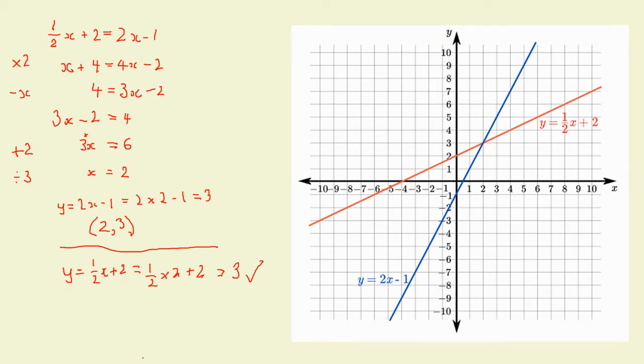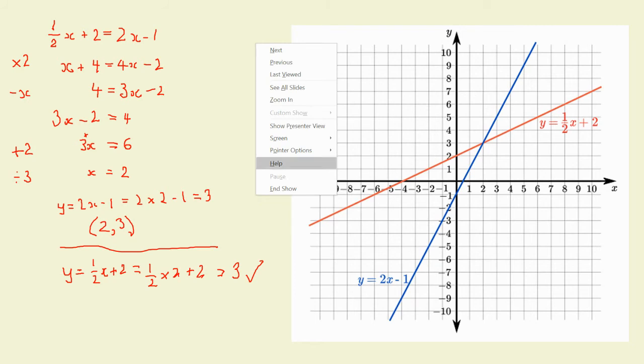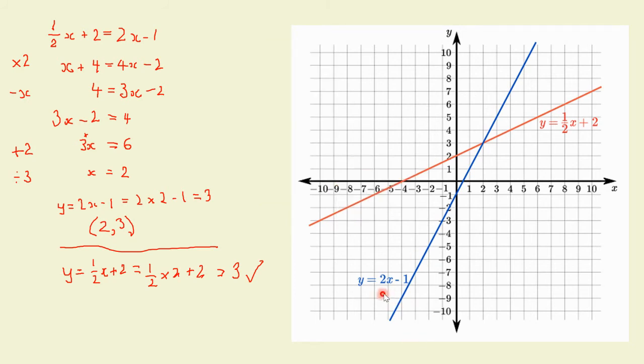So just give that a second, maybe pause it, just check you're happy about what we've done there. We started with writing these 2 expressions for y equal to each other because they must be equal where they cross. And then we follow through our algebra that we've done before.